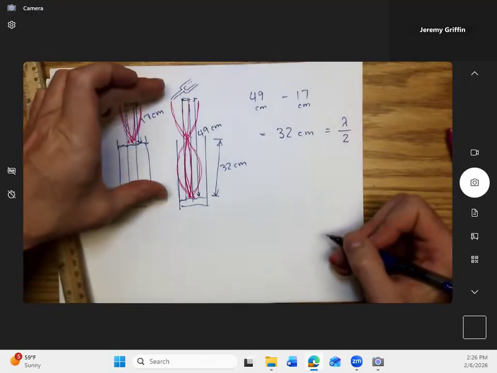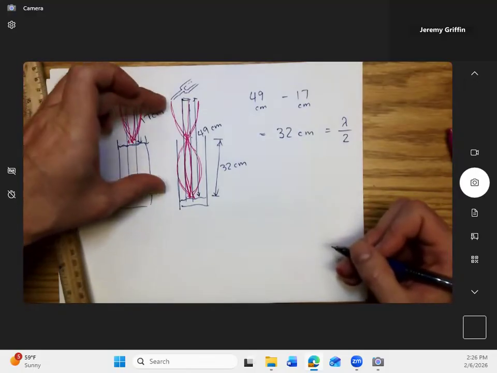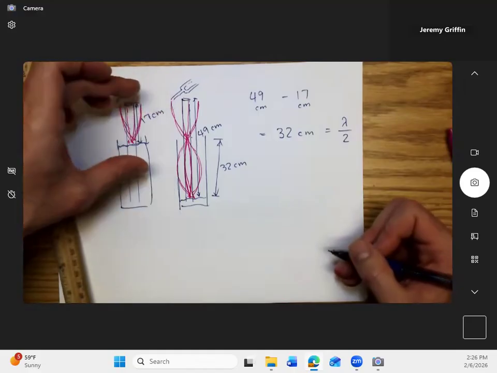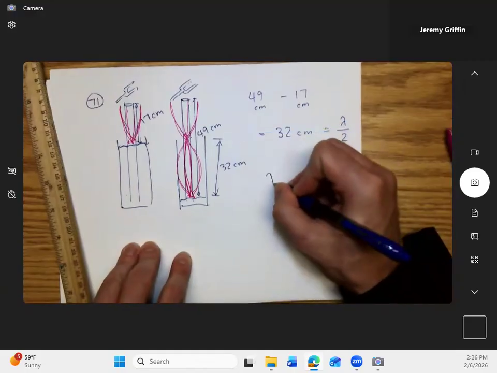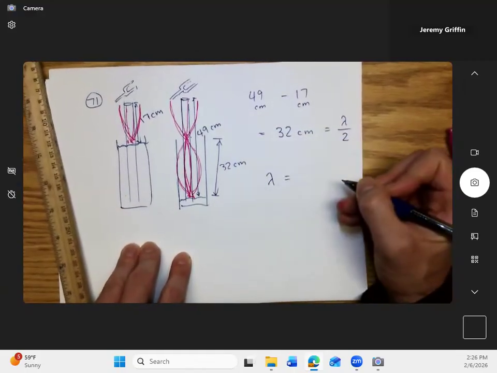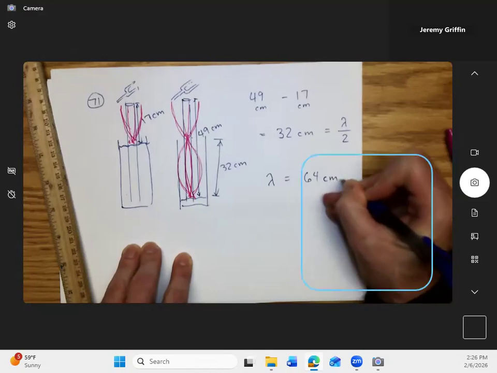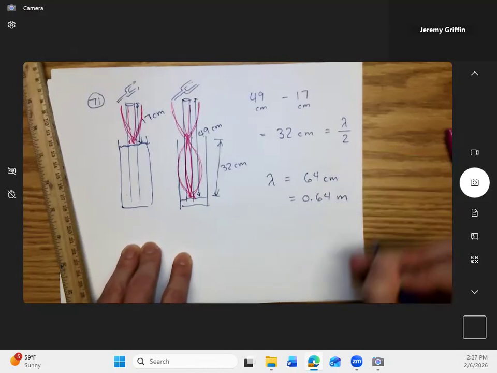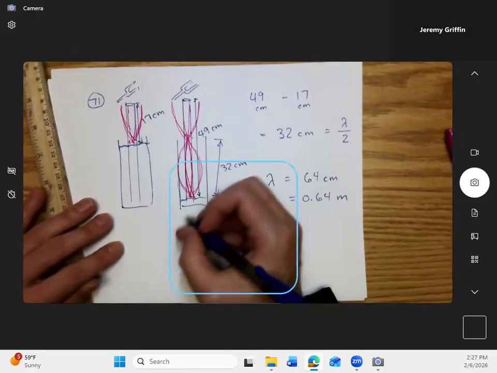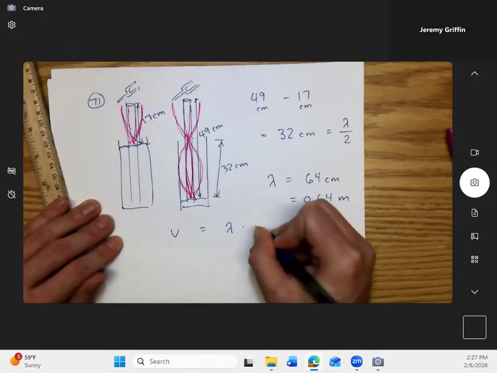The full wavelength actually isn't quite here. This is a quarter of a wavelength. This is 3/4 of a wavelength. So the difference here represents half of a wavelength. So if you want one full wavelength, what is one full wavelength in this case? 64 centimeters, also called 0.64 meters. Then let's tie this together with speed equals wavelength times frequency.